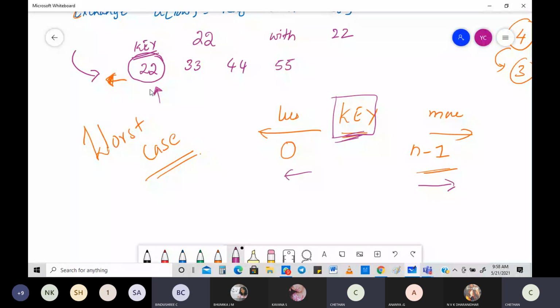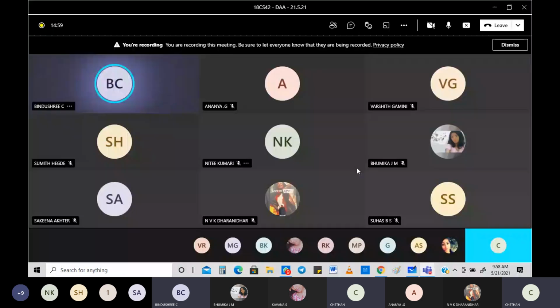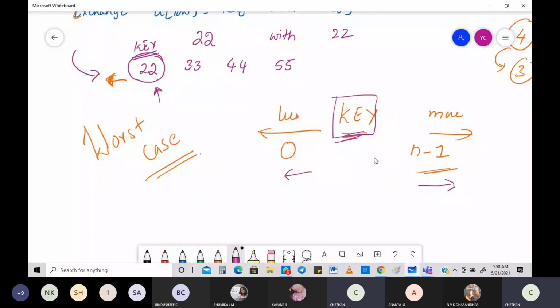What needs to be done with regard to that? First and foremost thing is there are no elements. Be careful here. There are no elements towards the left side of the key element. There are no elements. Understand here. There are no elements with regard to the left side of it, but towards the right side of it, there are three elements.